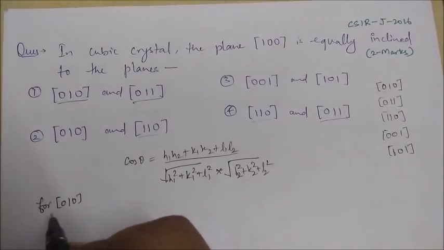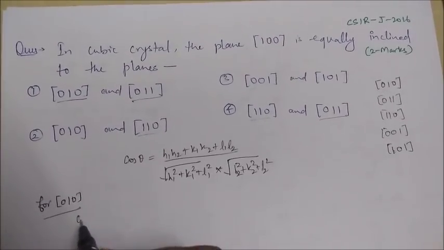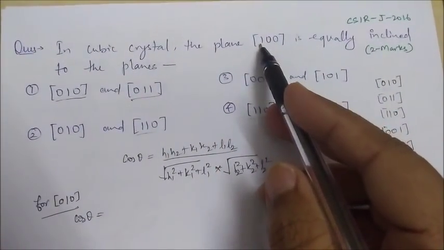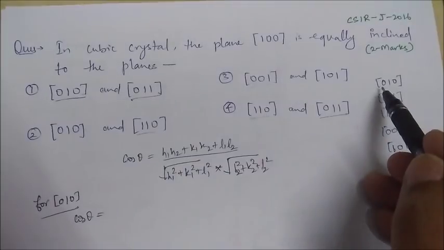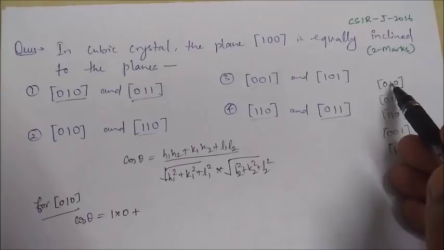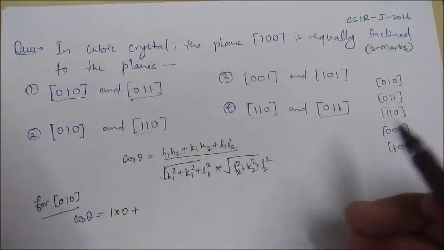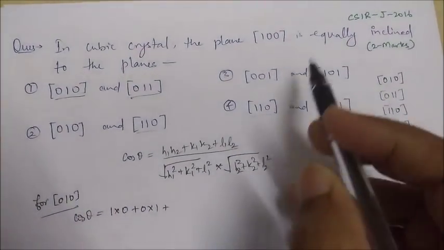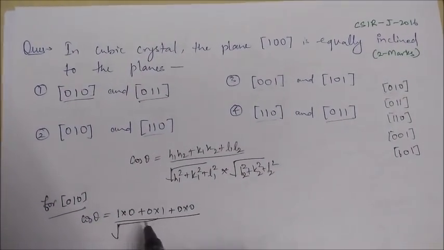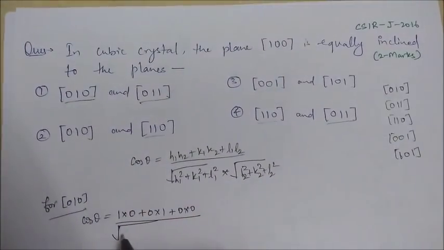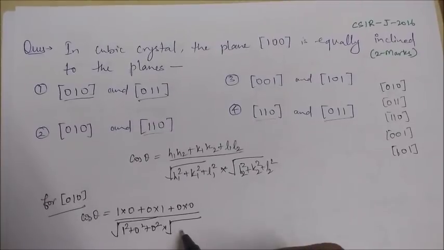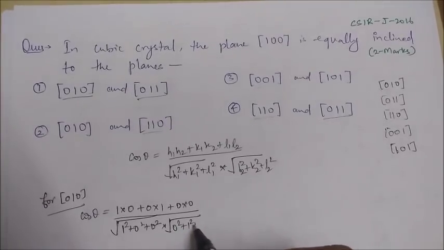So for 0, 1, 0, for this one we'll solve. So we'll get cos theta is equal to, now 0 into 1. All right, I'm sure you people are getting it. This is h1 and this is h2. So just put both things. So 1 into 0 plus k1 k2. So k1 is 0 and k2 is 1. So 0 into 1 and plus l1 l2. So 0 into 0. And in the denominator you will get the squares of all these three. So you'll get 1 square plus 0 square plus 0 square into, and the other one will be 0 square plus 1 square plus 0 square.